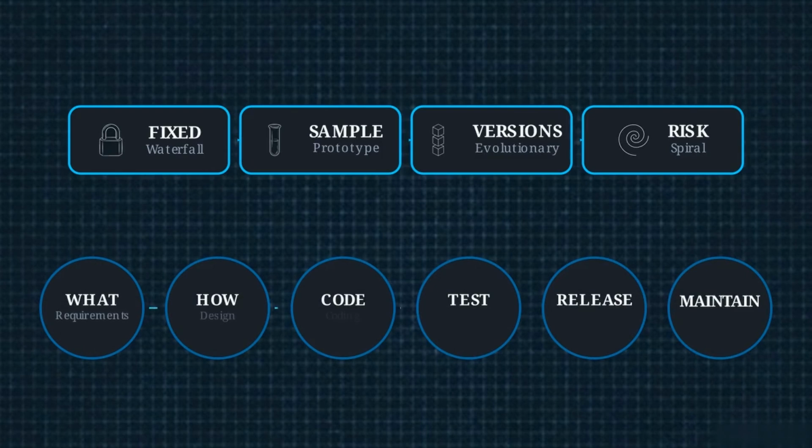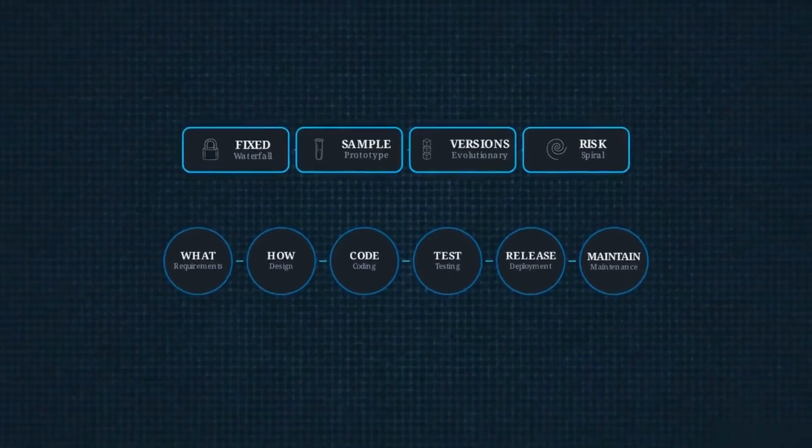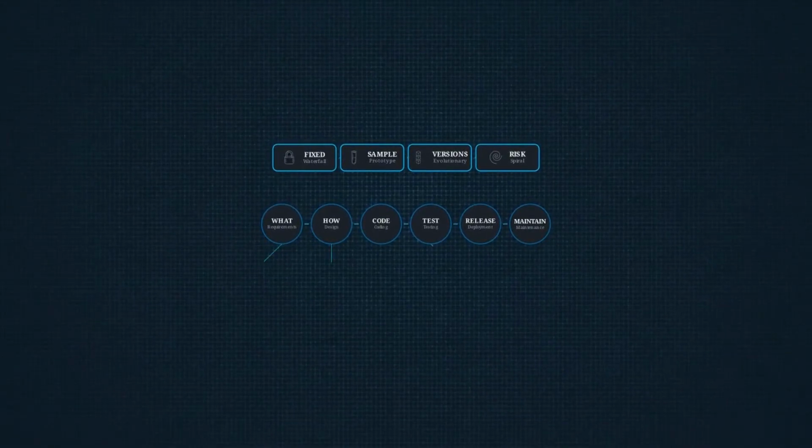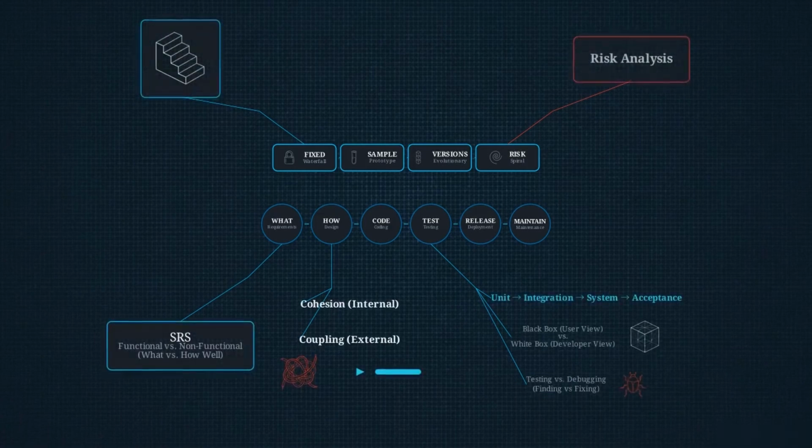Second, memorize the process timeline: what, how, code, test, release, maintain. This covers the entire SDLC from requirements to maintenance. When you remember these 2 strings, you have a mental map of the entire unit. Every definition and comparison we've covered branches off from these 10 words.